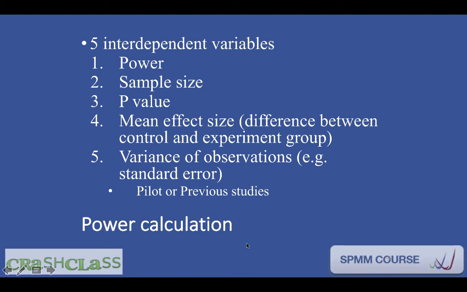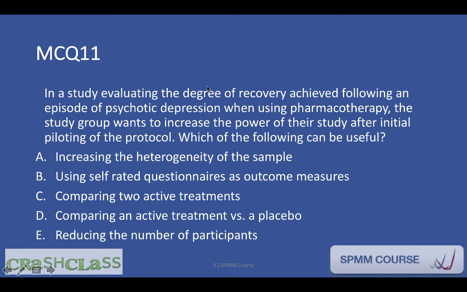So power calculation, well, it's a bit of a misnomer. We don't calculate power. Power is kept as 80%. This is sample size calculation. So you want to calculate sample size. To achieve 80% power with a p-value of 0.05, what is the sample size required in order to demonstrate a particular effect size given the specific variance of your observation? So all of these are related to each other. When we do power calculation, we put all of them in an equation and we find out what the sample size could be. Let's do some questions now.